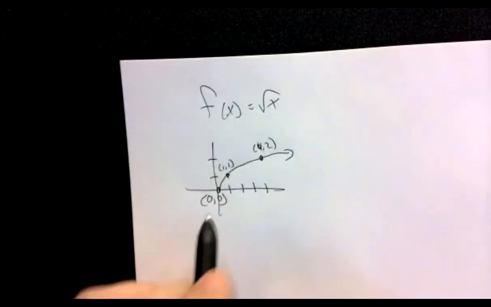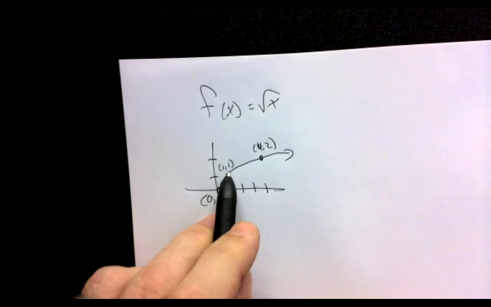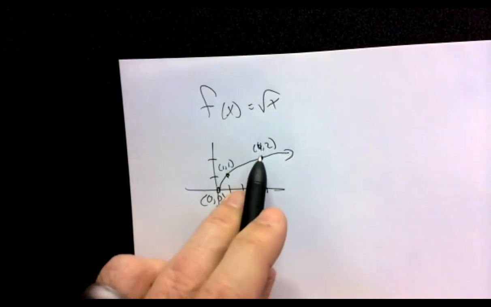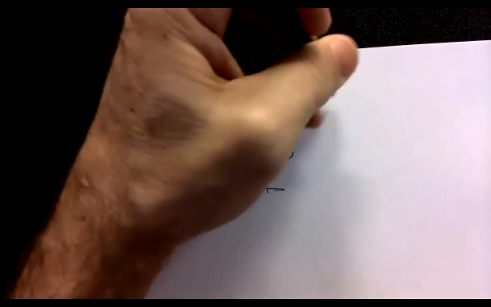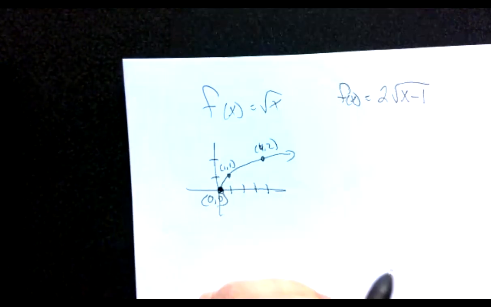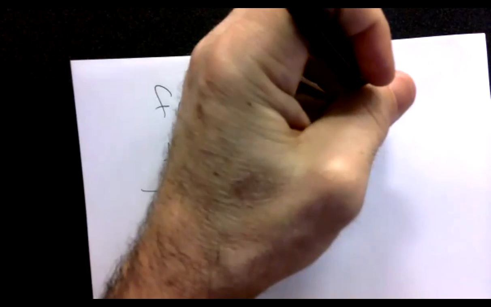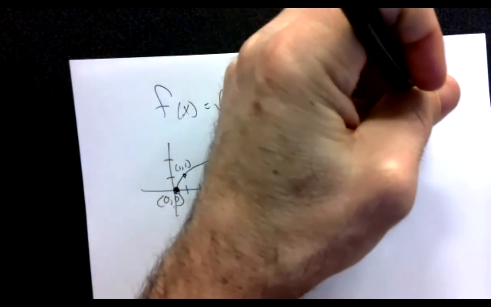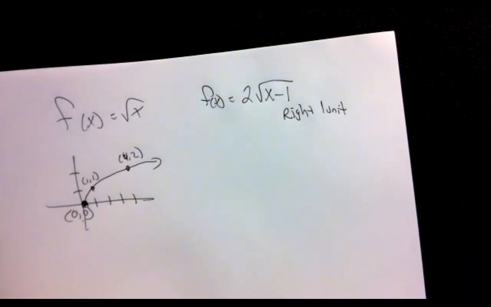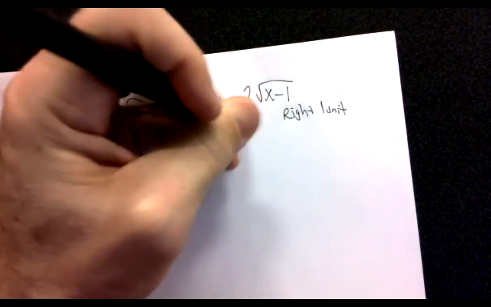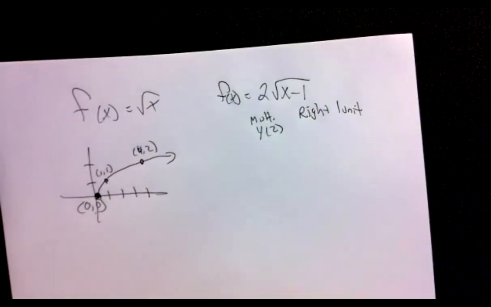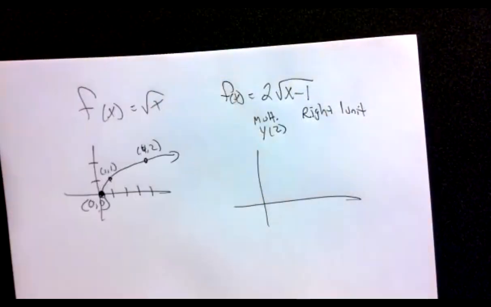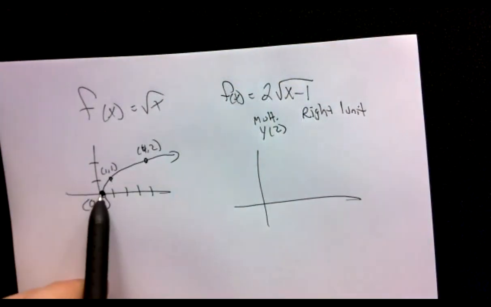Okay, so those are my coordinates. This one is at 0, 0. This is at 1, 1. This one's at 4, 2. And again, we're going to take every single one of those points and shift them to the right 1 unit. And then we're essentially going to multiply the y value by my a value. So I'm going to take my y value times 2. So again, each individual point, so 0, 0.